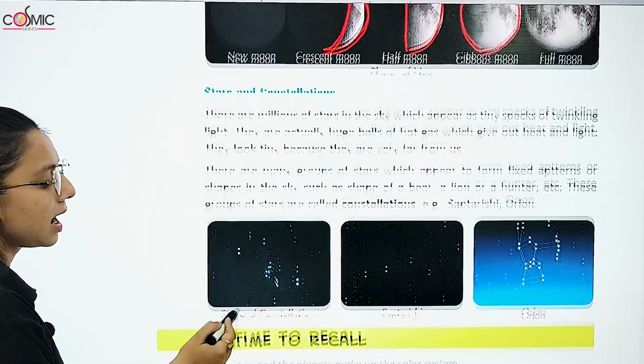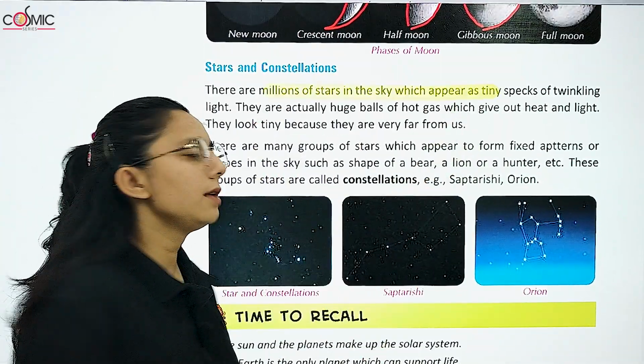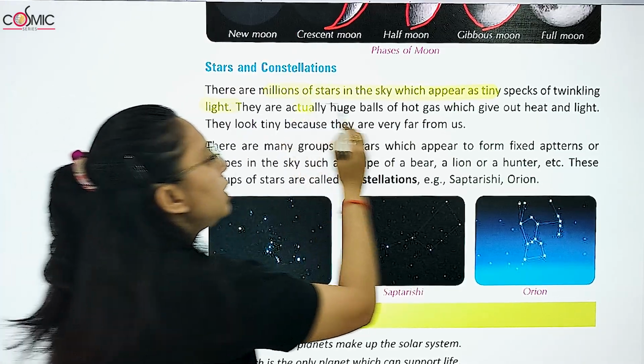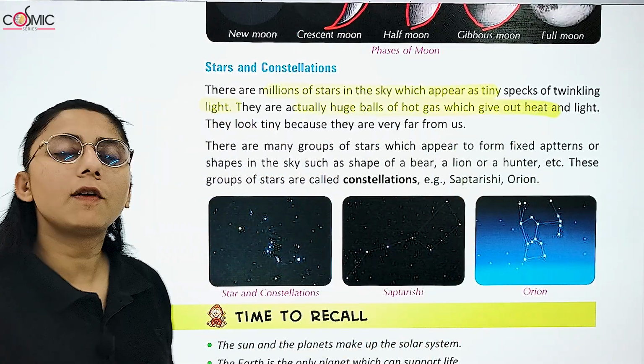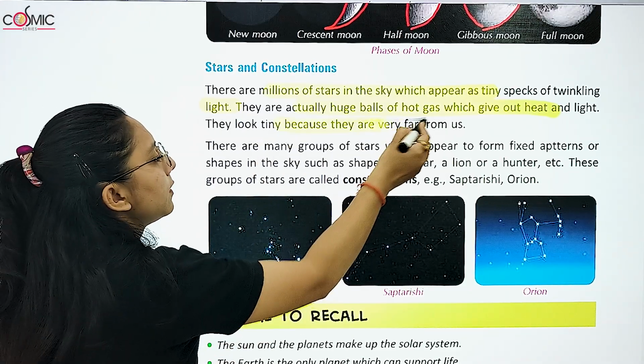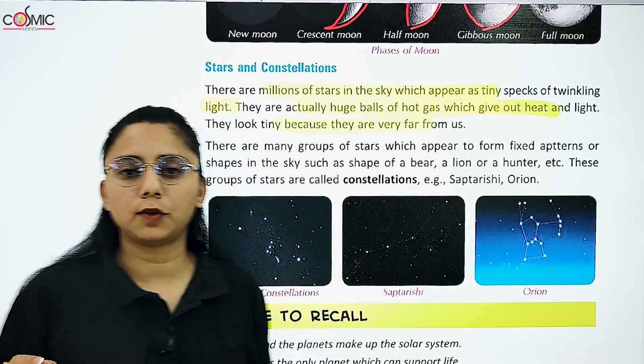Now next is star and constellation. So there are millions of stars in the sky which appear as tiny specks of twinkling light. They are actually a huge ball of hot gas which gives out heat and light. Why do they look so small to us? Because they are very far away from us.